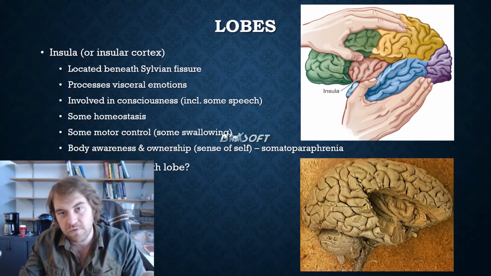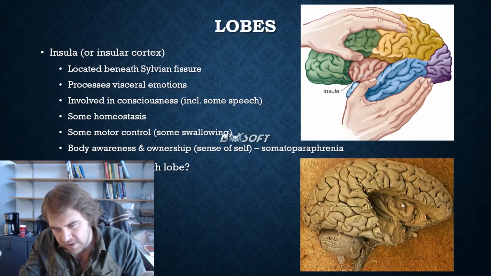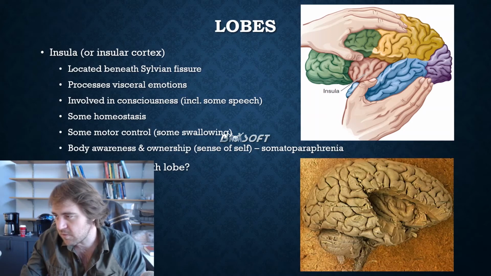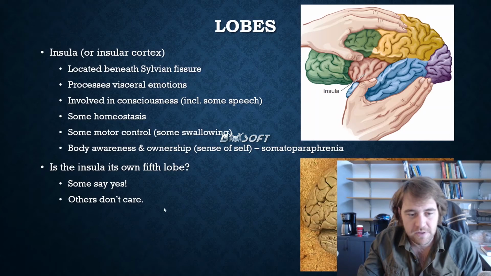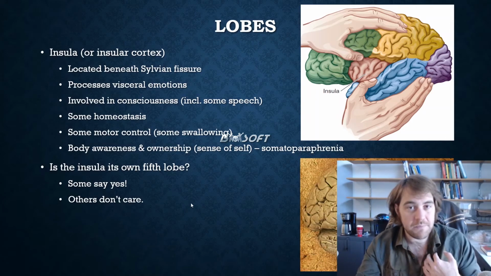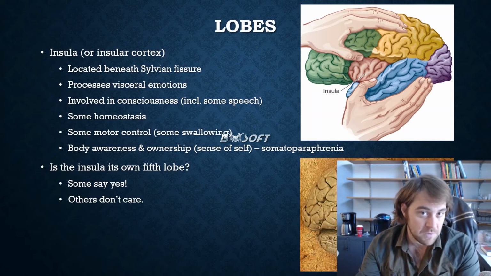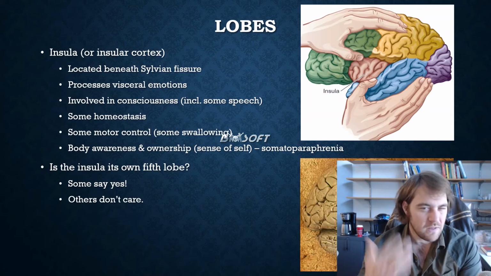This picture right here shows you that it looks like another lobe under there. So this insula right here looks a lot like what's on top, which is good evidence that it might be its own lobe. So anyway, some researchers consider it a fifth lobe. Other people don't care. Whether we call it a lobe or not, it's the insula. It's worthy of research. I'm going to call it a fifth lobe for this class. I want you to think of it as a fifth lobe. You can make up your mind afterwards, but when I ask you on an exam, how many lobes are there? There's 5.